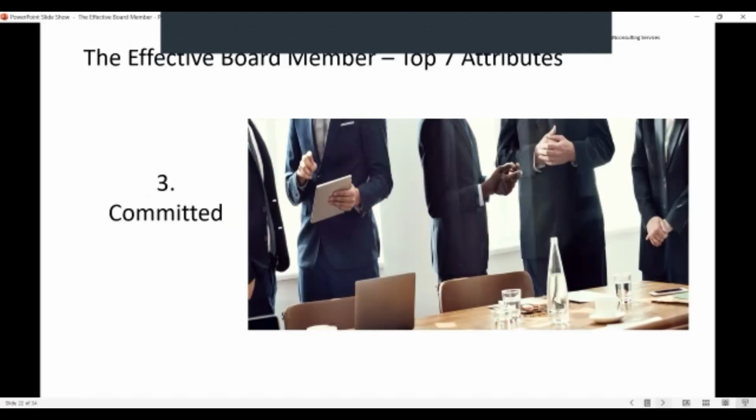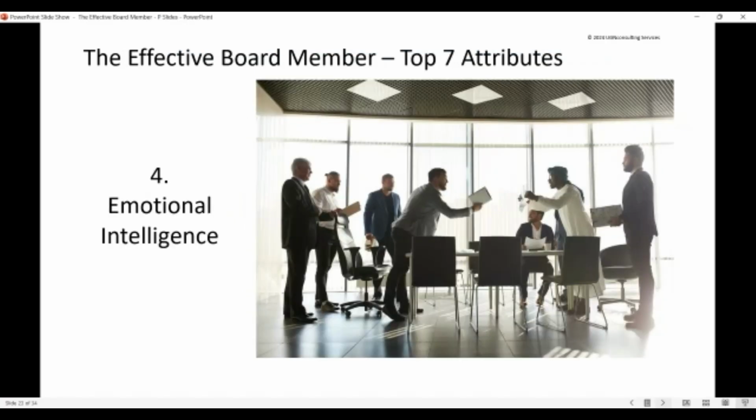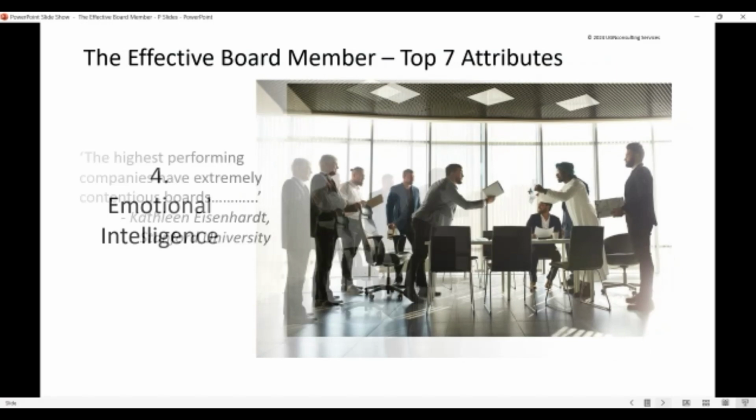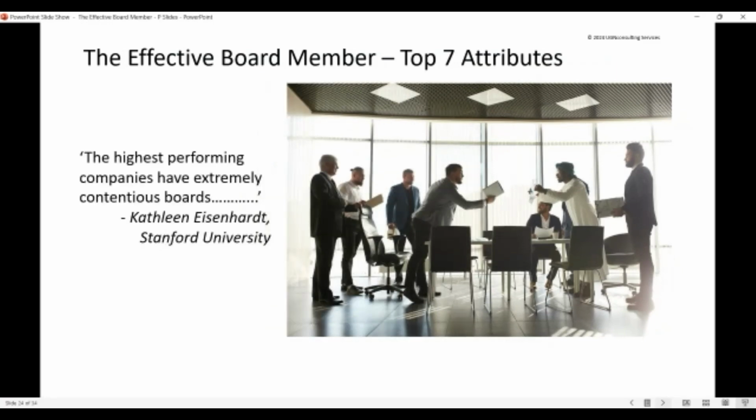Then we've gone to committed. We've talked about commitment. Then number 4, emotional intelligence. Emotional intelligence is so important in every sphere of life, not only in the boardroom, but as a board member, it is very, very important. Kathleen Eisenhardt of Stanford University said that the highest performing companies have extremely contentious boards. Extremely contentious boards.